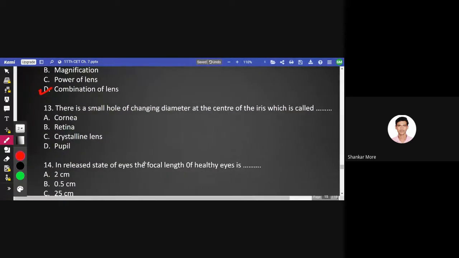There is a small hole of changing diameter at the center of the iris, which is called cornea, retina, crystalline lens, or pupil. What is it called? Pupil. It is called the pupil, right? So option D is correct. Pupil. Very good. Everybody is giving answers.